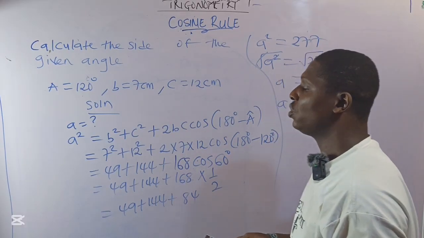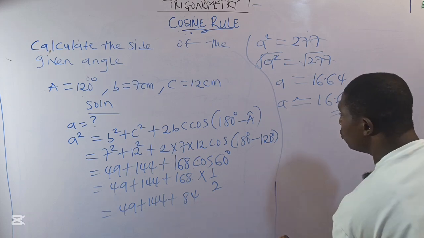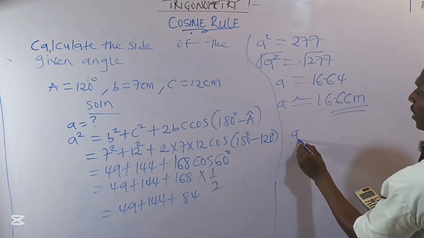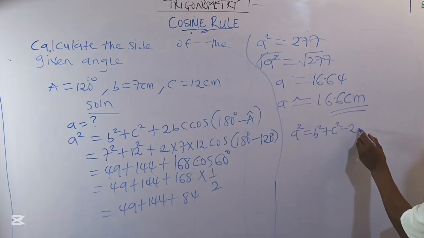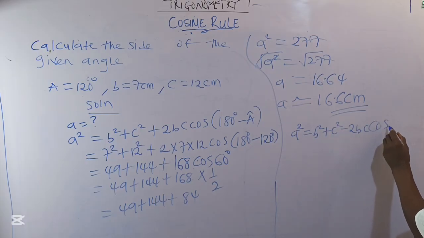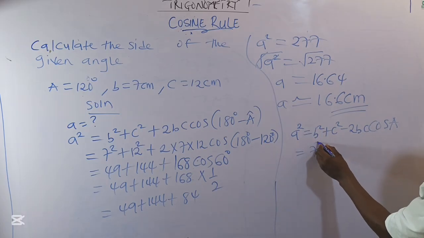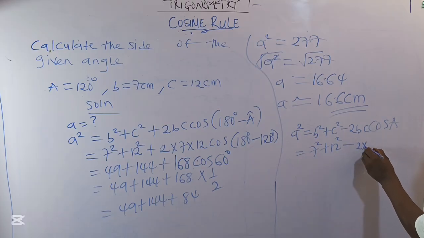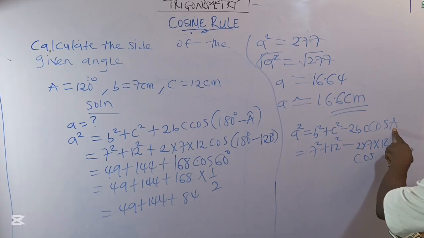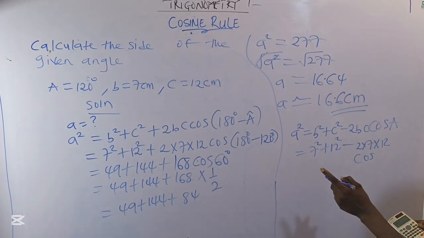But what I want to draw your attention to is this. Somebody else can still decide to use a square equals to b square plus c square minus 2bc cos capital A. Now we are still looking for a. We have our 7 square plus 12 square. This is minus here, 2 times 7 times 12 cos. Now, since the angle is greater than 90, the person will simply say 120 minus 90, which will give me 60.